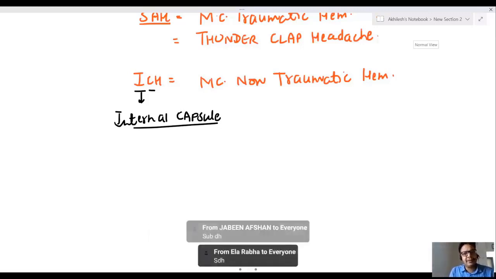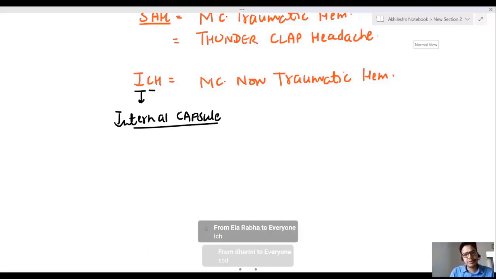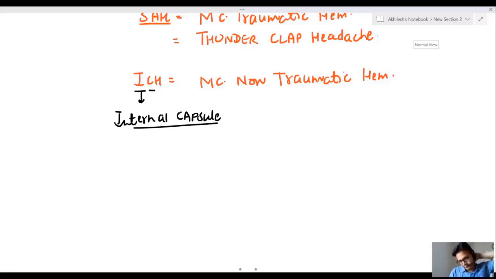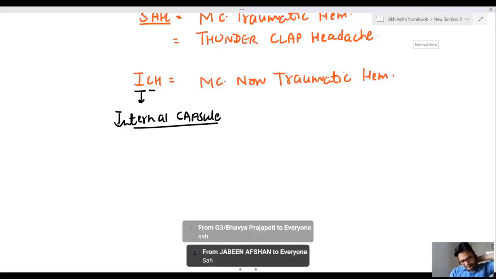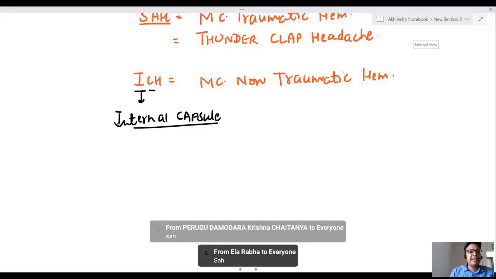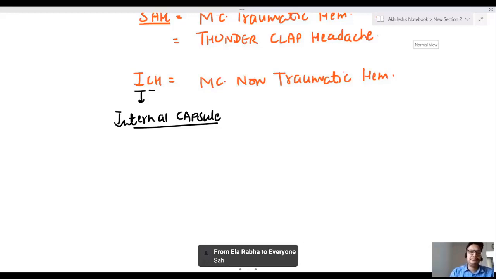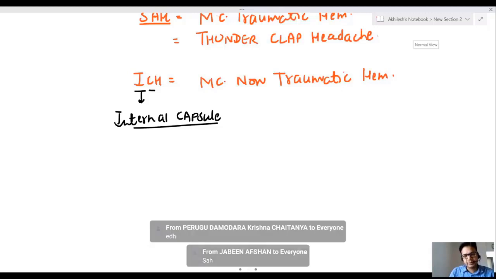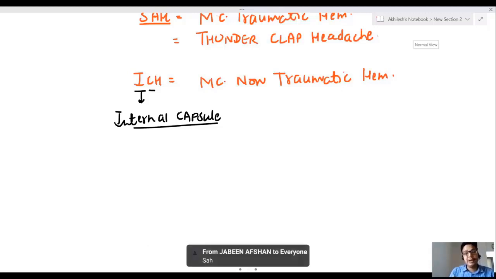Which is the most common non-traumatic hemorrhage? ICH. Most common traumatic hemorrhage? SAH. Thunderclap headache is a symptom of SAH. Very good. Heat hematoma is a kind of which hemorrhage? SAH. Very good. Sorry, heat hematoma is EDH. Sorry. Lucid interval is seen in which hematoma?